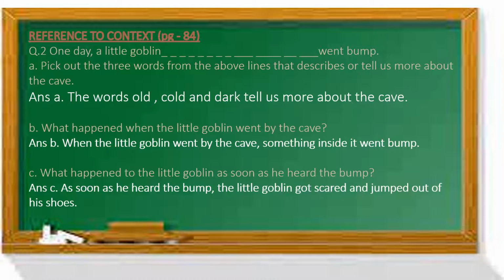Question B. What happened when the little goblin went by the cave? Answer. When the little goblin went by the cave, something inside it went bump. C. What happened to the little goblin as soon as he heard the bump? So children, when the little goblin went in the cave, he heard the bump. So what happened then? The answer is, as soon as he heard the bump, the little goblin got scared and jumped out of his shoes.